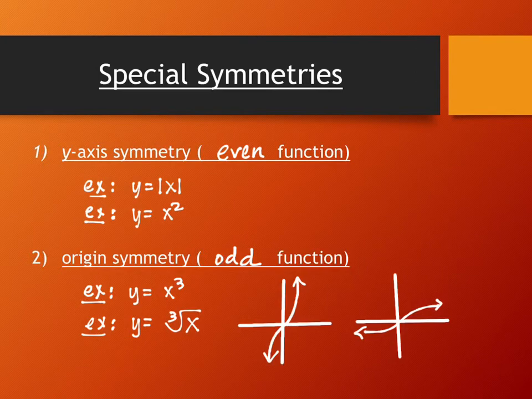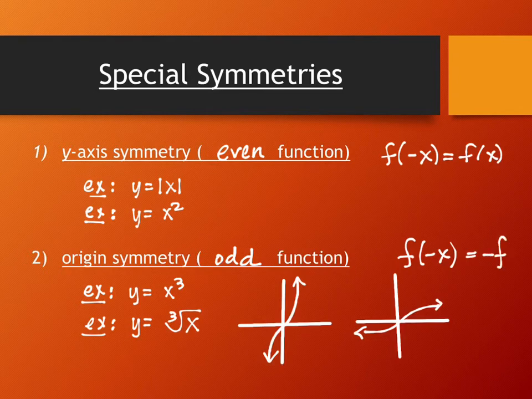But there's actually a relationship in terms of function. Let me make sure I get this written down right as I'm writing it. The first one is that f of negative x is equal to f of x. The second one's relationship is that f of negative x is equal to, I can't get it written right, negative f of x.